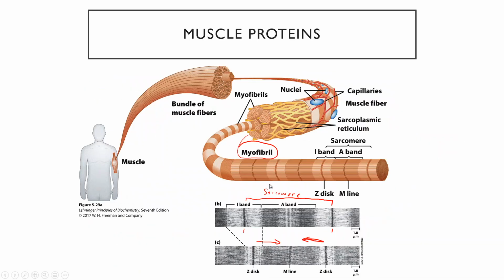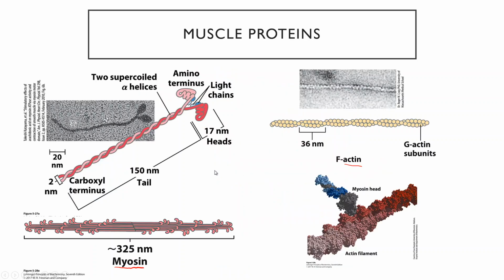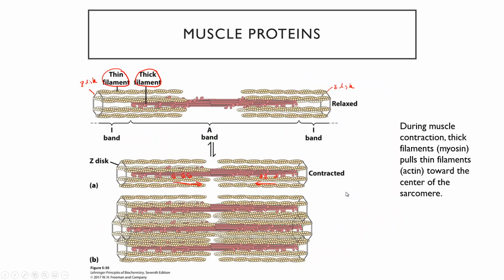And then one myofibril, again, consists of a chain of these sarcomeres all attached end to end. One muscle fiber consists of thousands of myofibrils. And then each muscle contains many bundles of muscle fibers. So all of these proteins working together at the same time create the force from the muscle.